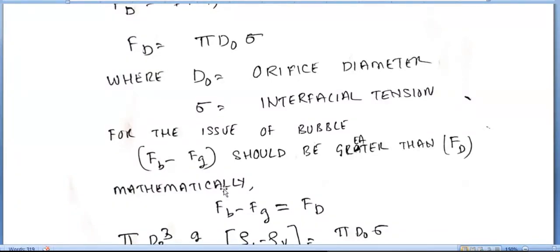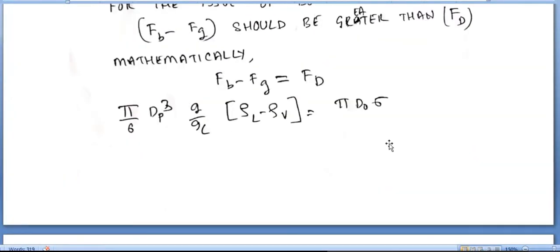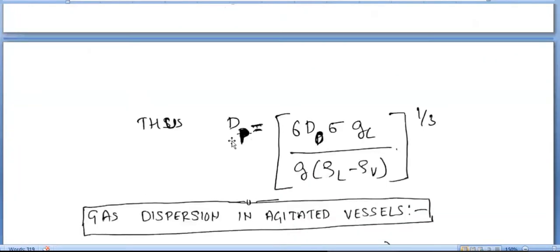So mathematically, I will write it as Fb minus Fg is equal to Ft. All the values are given to you here. So you make this formula, and ultimately I want the formula for dP. Remember, sir, 6 is known to you. D naught is what, sir? That is the diameter of the orifice.